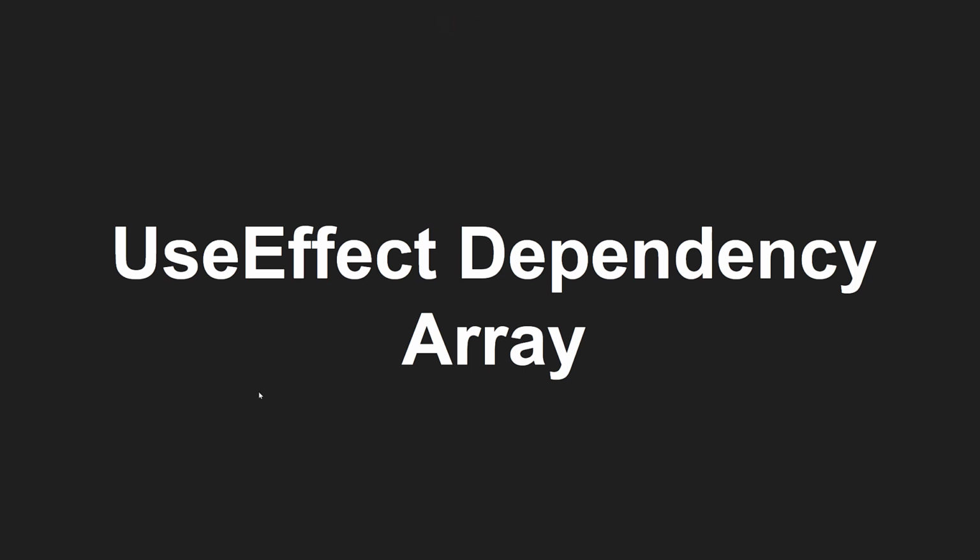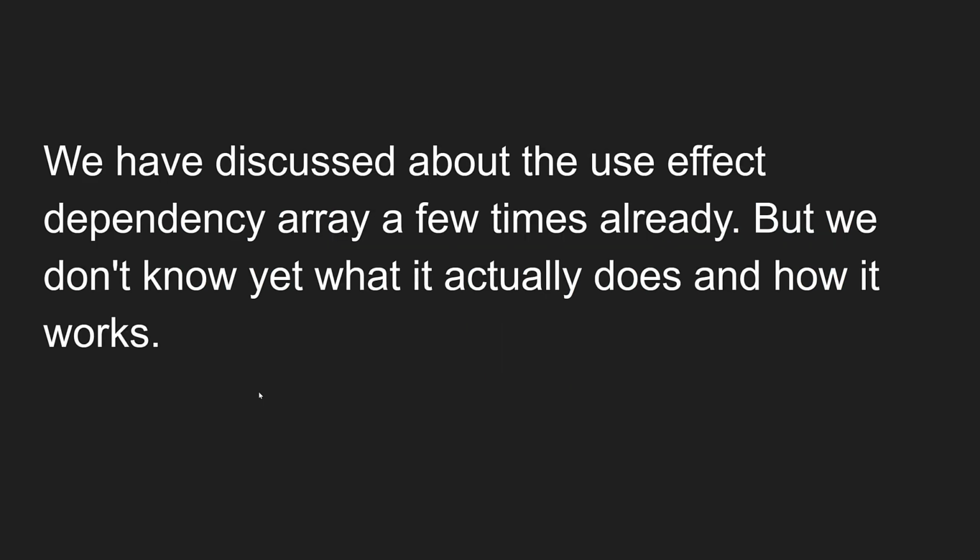So in this video we will learn about the useEffect dependency array. We have seen the useEffect hook, right? When we need to use the useEffect hook and all those things, we have understood. Now let's see the second argument which we pass as an array. So let's see the dependency array. We have discussed the useEffect dependency array a few times already, but we don't know yet what it actually does and how it works.